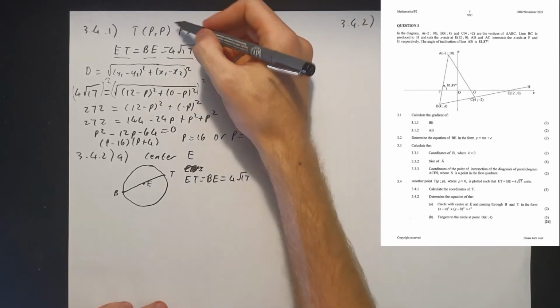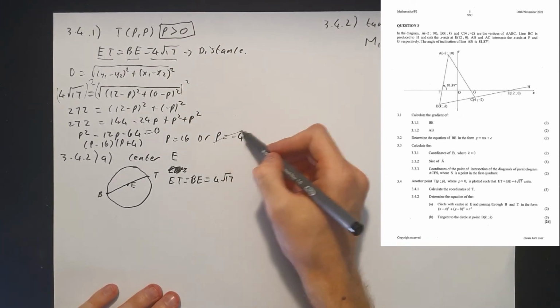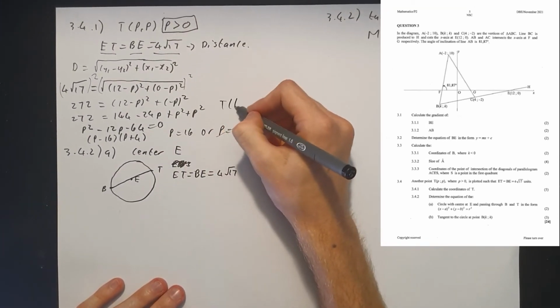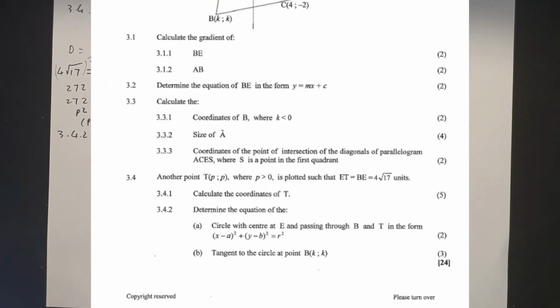But what was the criteria? P had to be greater than 0, so it can't be this one, so therefore the coordinate for T is 16 and 16. Okay, now moving on to 3.4.2, it says determine the equation of the following.